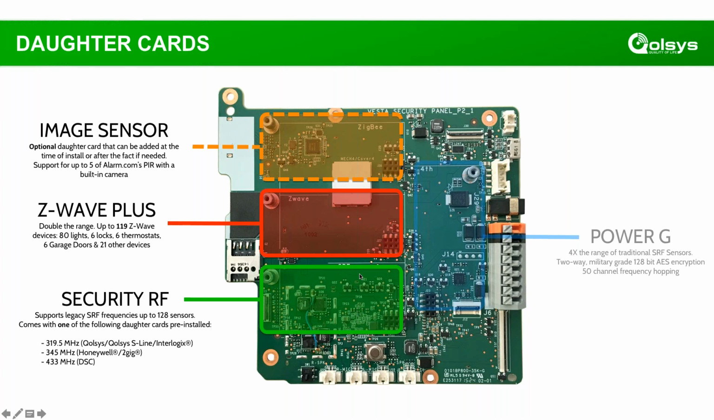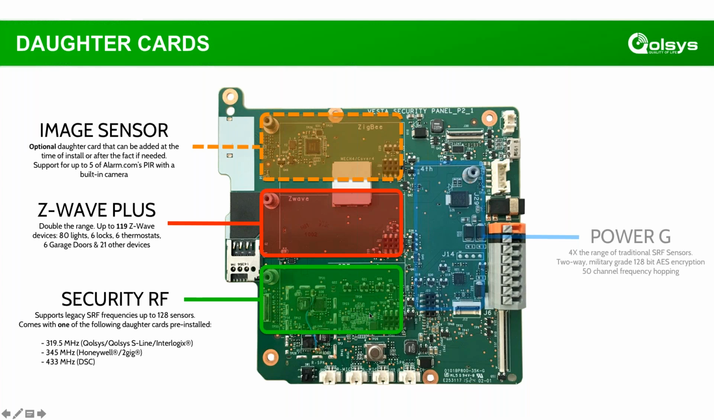Now, we also recently announced new big news, right? We recently announced that you can now order a panel with a 345 radio in it. So if you don't want the S-Line and GE frequency radio, you can order a panel with a 345 radio. So our panel will speak 2GIG and Honeywell.